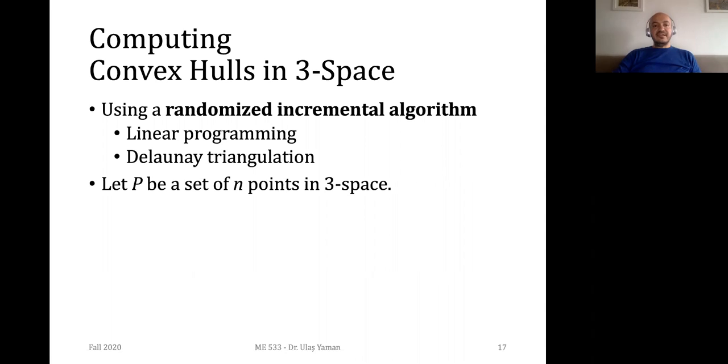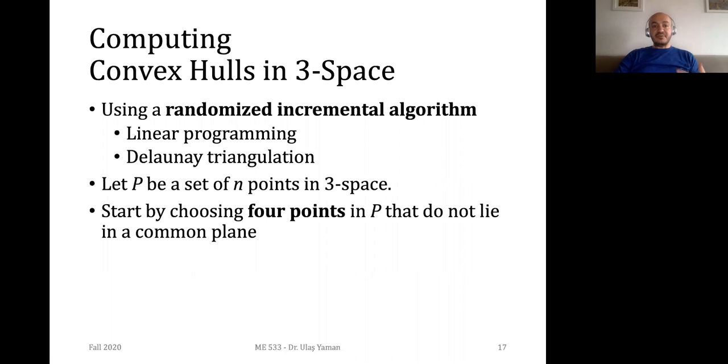Now let me discuss the basics of this algorithmic approach. Assume that we have n number of points in our set P, this time in 3D space, not on the plane. So how do we start? We start with 4 points. If you have 4 points in space, then these 4 points will form a kind of tetrahedron. Assume that these are some points in 3D space. Let me join them together.